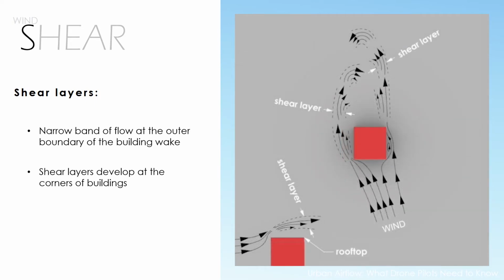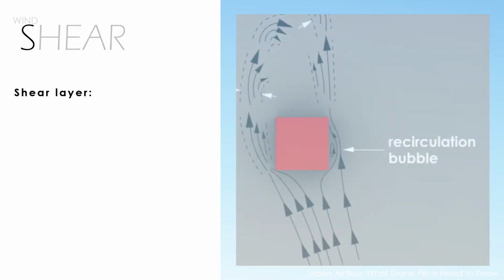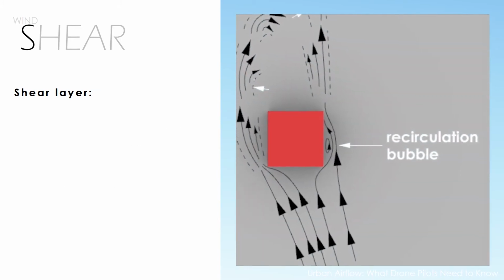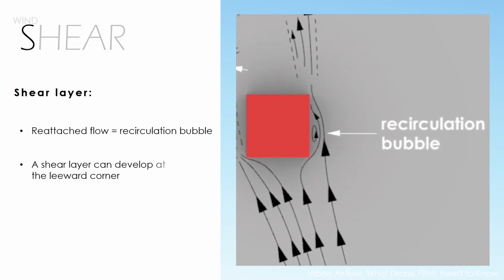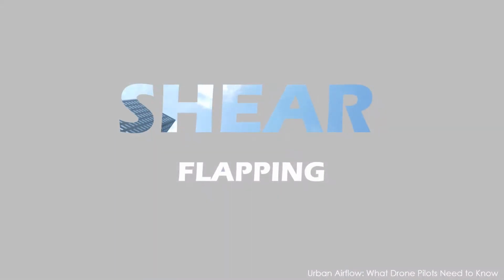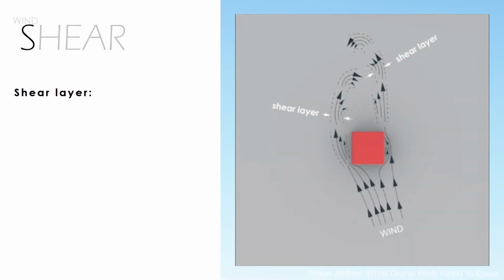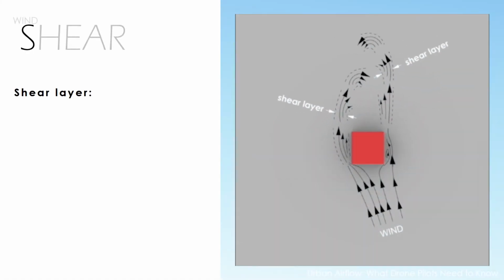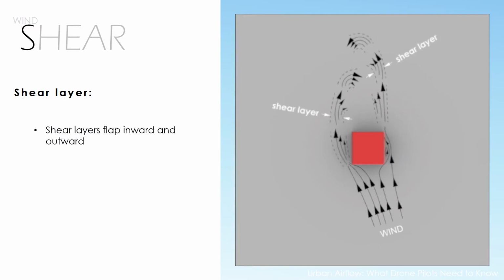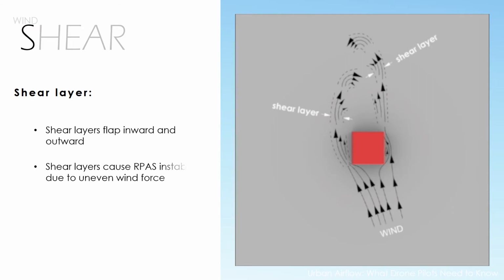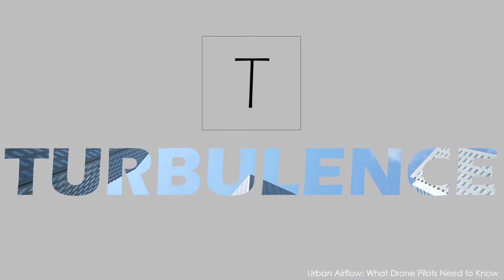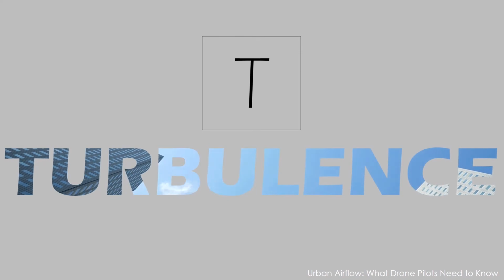Shear flow will develop at the windward corners of the building, including the roof. If the airflow has enough building length to reattach and form a recirculation bubble, a shear layer may also develop at the leeward corners. Shear layers are not a fixed feature. They flap inward and outward as the wake shifts in time. Passing through a shear layer may cause RPAS instability due to a shifting and uneven distribution of wind force across the aircraft. RPAS instability can also result from high-intensity turbulence within urban airflow.